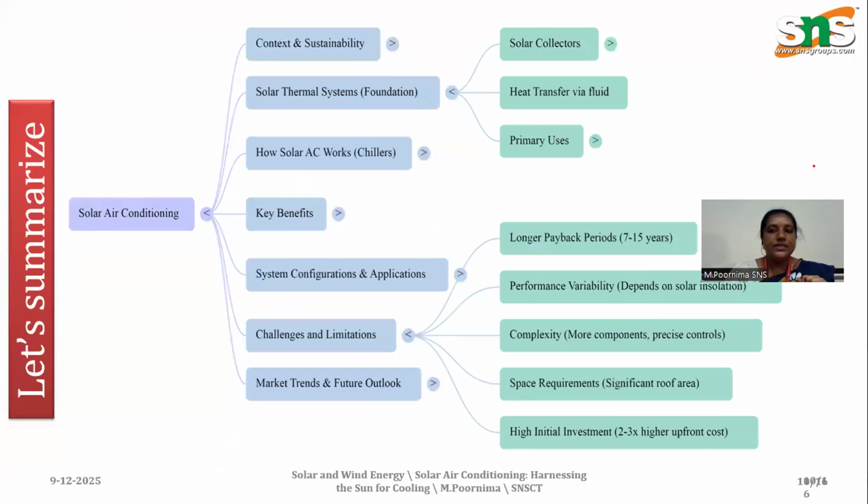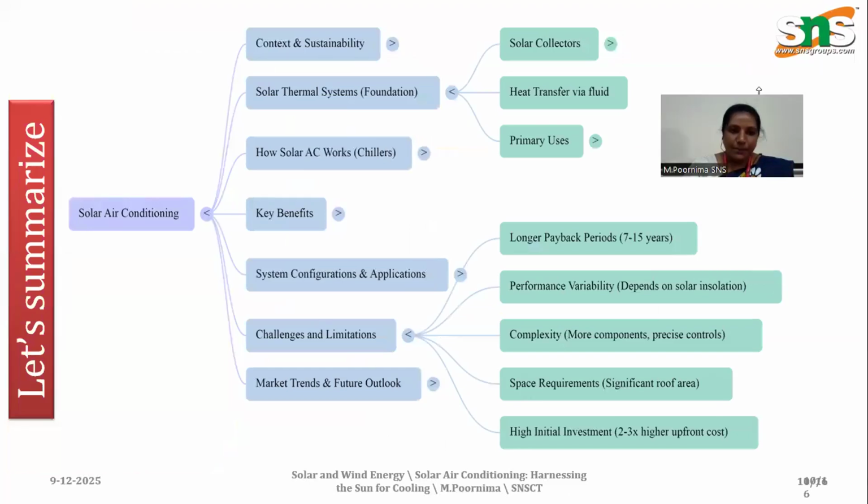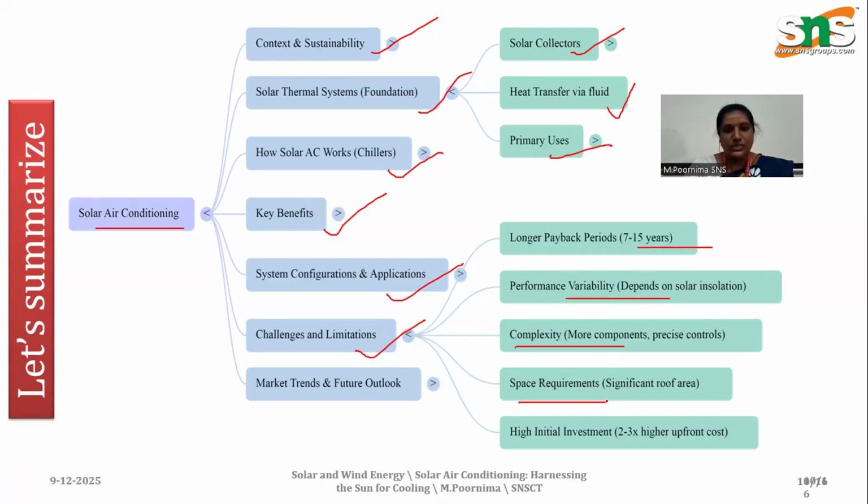And here comes the summary. In solar air conditioning, we have seen the sustainability and energy foundations: the solar collector, heat transfer fluid, and primary usage. We have seen how solar AC works, the key benefits, system configurations, and challenges and limitations. The limitations are the 7 to 15 year payback, performance variability, complexity, space requirements, and high initial investment. And we covered market trends and future outlook.